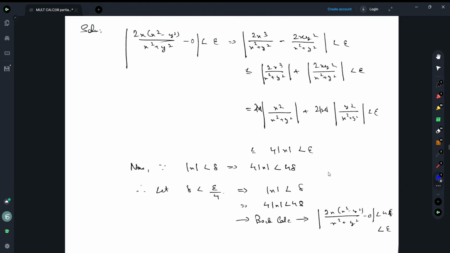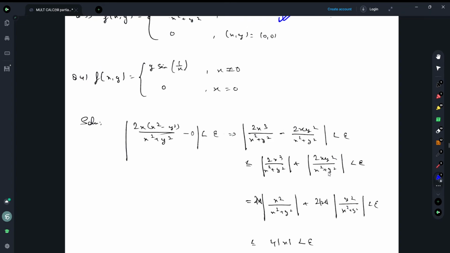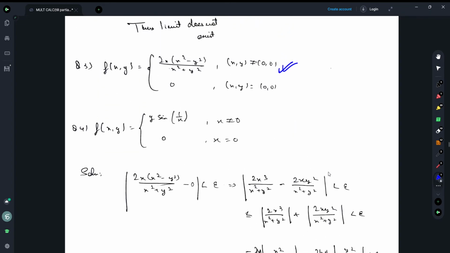Okay, let's see. So firstly, does this function exist at the origin? Yes, because the function is giving the value 0 at the origin. It is defined. Therefore, f exists at the origin.